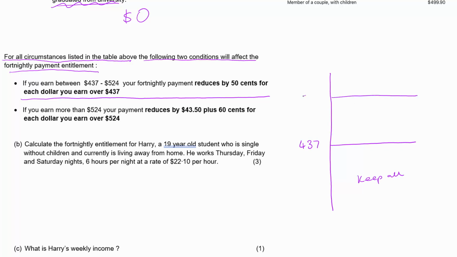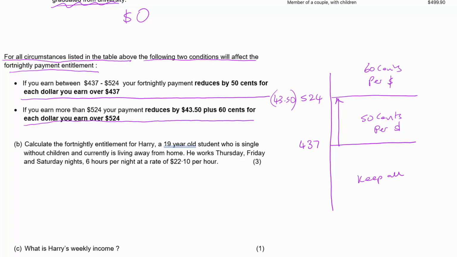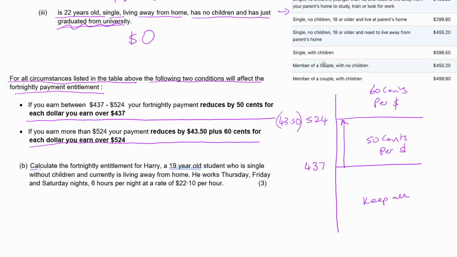But then up to 524, you lose 50 cents per dollar. If you earn more than $524, your payment reduces by $43.50, which clearly will be covering all of this gap, and then 60 cents per dollar over the 524.